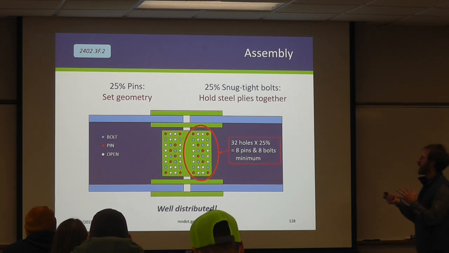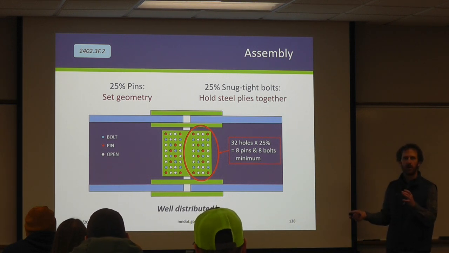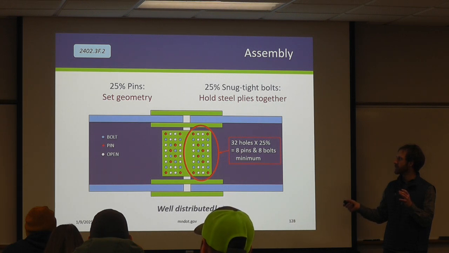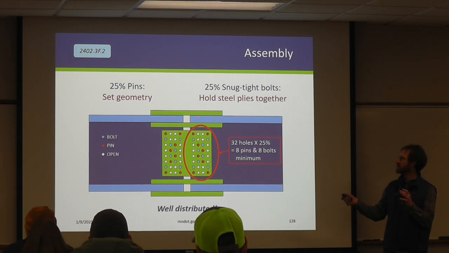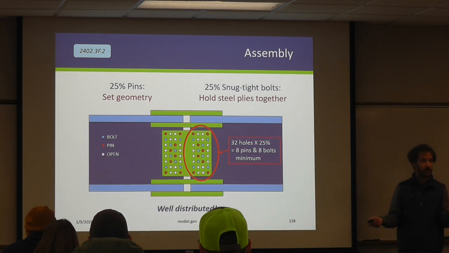Keep in mind this 25%, we're not looking at the connection as a whole, we're looking at the individual elements. So you have to look at 25% on the top flange on this side of it, 25% on this side, same with the web, 25% here, 25% here. They can't just put all of their pins in the top flange and then bolts everywhere else. Does that make sense? It's well distributed throughout the entire connection.